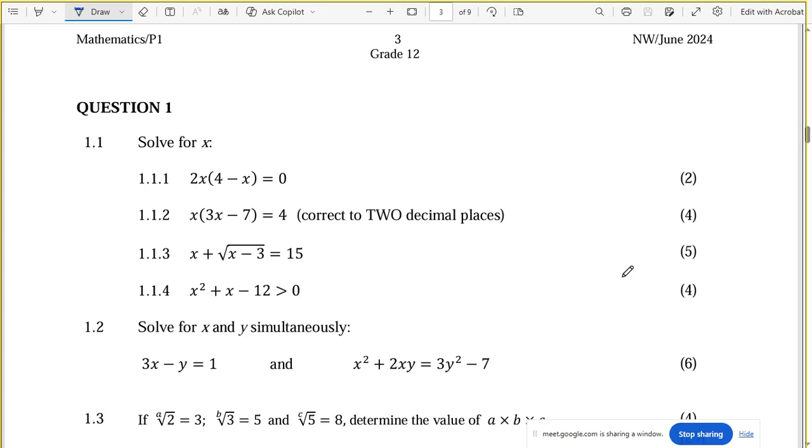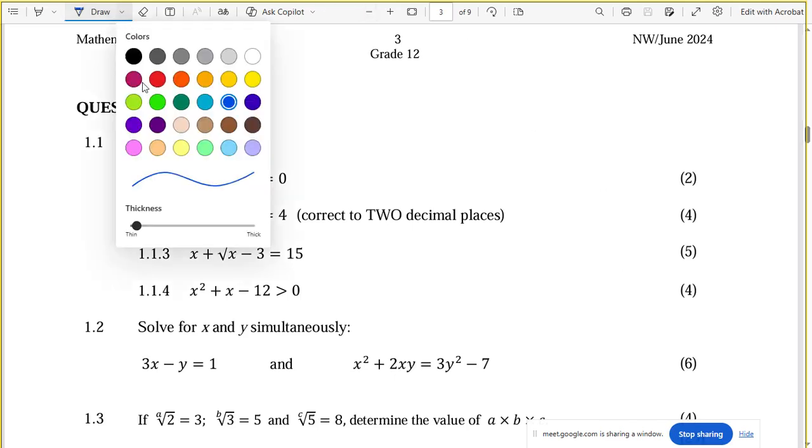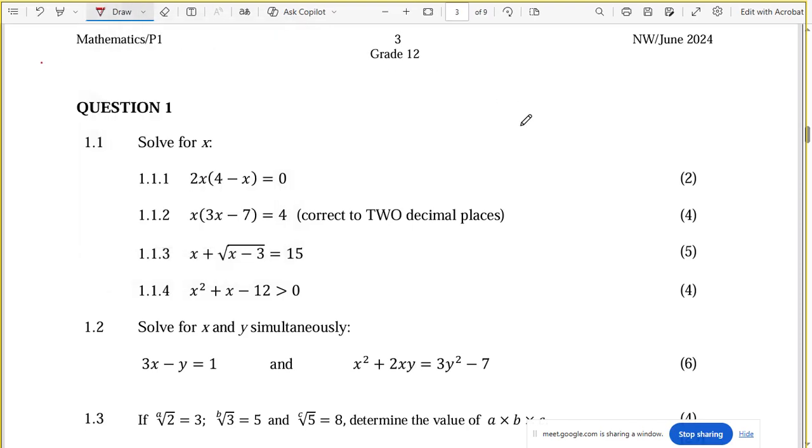Come on, guys. Please don't raise your hand because I can't see you on the other side. Just unmute yourself and tell me what is the difference. Yuhen, what do you think is the difference between these two questions? 1.1 is solved for x only, and 1.2 is solved for x and y simultaneously. No, I mean 1.1.1 and 1.1.2, guys. What is the difference?